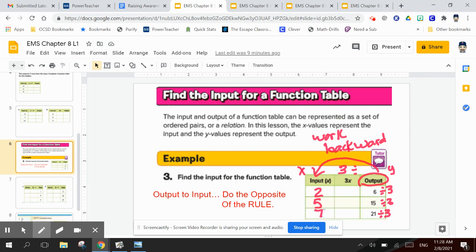So now to make sure that my rule works, 3 times x. If x is 2, 3 times 2 is 6. That is correct. I take out my x, I put in 5. 3 times 5 is 15. That is correct. And for 7, I take 3 times 7, which is 21. So I know that we are correct.